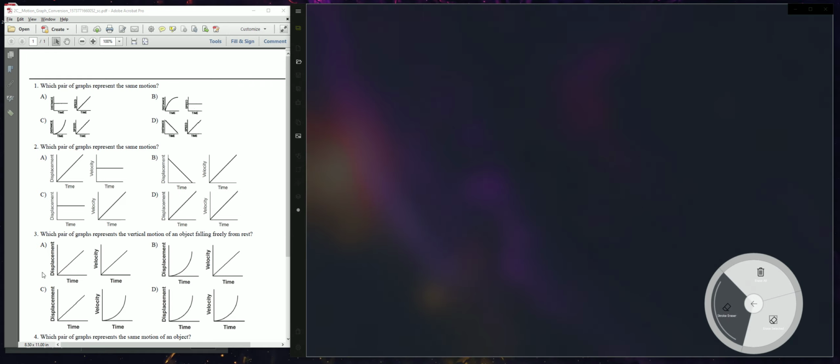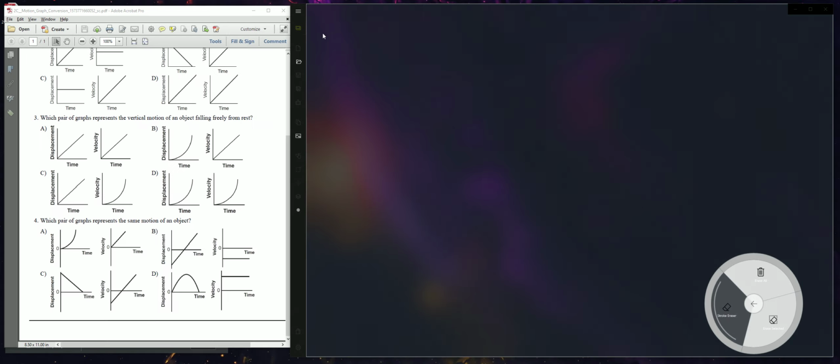Now let me go over the last question. This is question 5 on Castle Learning. It's question 4 on the worksheet. Which pair of graphs represents the same type of motion? I'm not going to explain this. Well, I am going to explain it. Now, let's look at choice A.